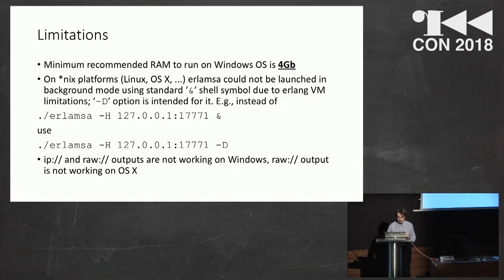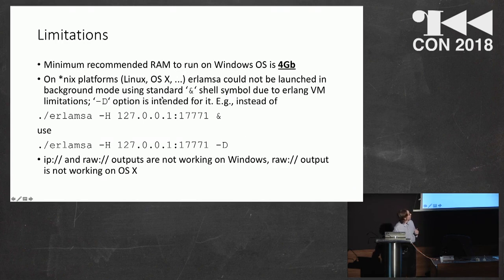Let's talk about limitations. The minimum recommended RAM to run on Windows is 4 gigabytes. If you have less than 4 gigabytes in your Windows system, forget about running Erlamsa. It will fail because Erlang is very memory hungry, and on Windows it's like triple memory hungry because of unoptimized builds. But if you have a lot of RAM, you will not notice any drops in performance. 8 is perfect.